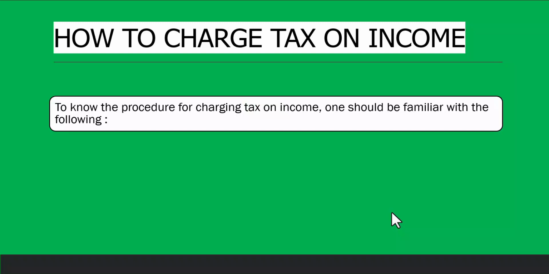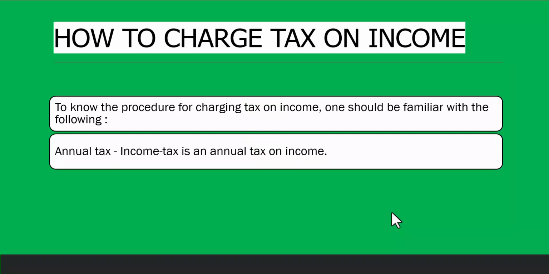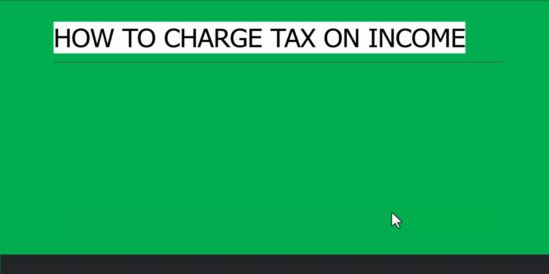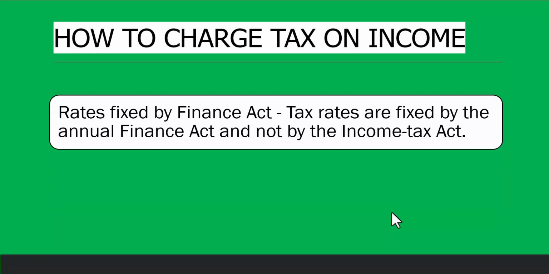Okay, read this. How to charge tax on income? To know the procedure for charging tax on income, one should be familiar with the following. Annual tax: income tax is an annual tax on income. Tax rate of assessment year: income of previous year is chargeable to tax in the next following assessment year at the tax rates applicable for the assessment year. Tax rates fixed by Finance Act: tax rates are fixed by the Annual Finance Act and not by the Income Tax Act.